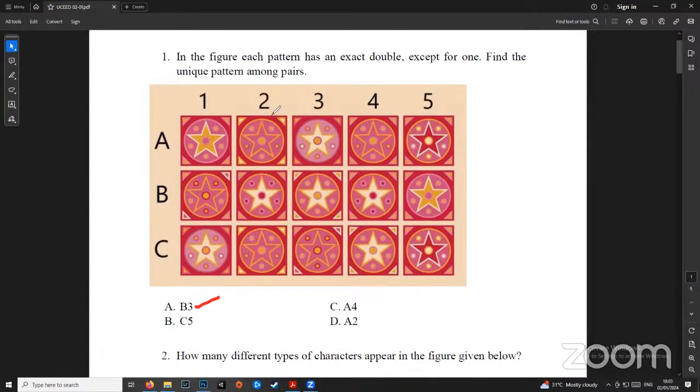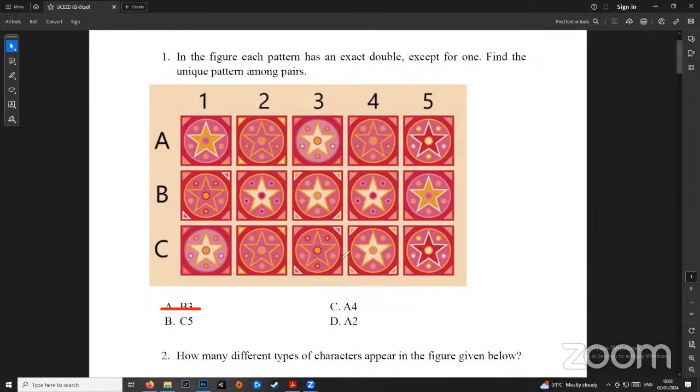So first let me look at B3. B3 is this. Okay, does it have an exact replica? Let me try to find. C4 looks like an exact replica of B3. If I just match, the corners are matching. Yes, the corners are matching. The star seems to be matching and the circle seems to be matching. So it is not B3.